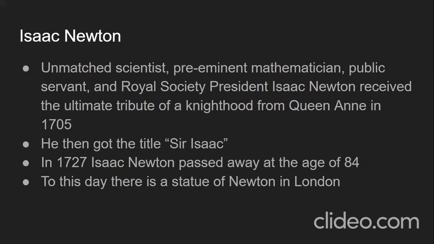Unmatched scientist, preeminent mathematician, public servant, and Royal Society President Isaac Newton received the ultimate tribute of a king: knighthood from Queen Anne in 1705. He then got the title Sir Isaac, and in 1727, he passed away at the age of 84. There is a statue of Newton to this day in London as well. And that's all about Newton. That's it.